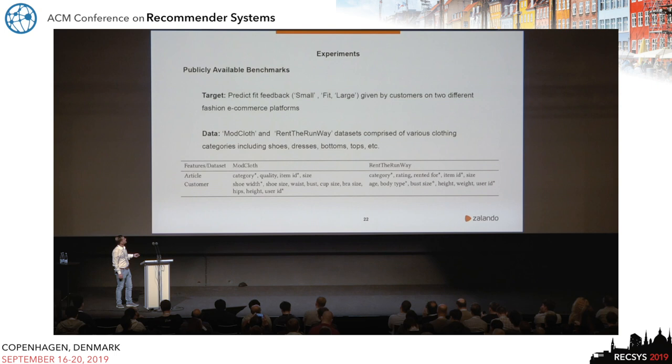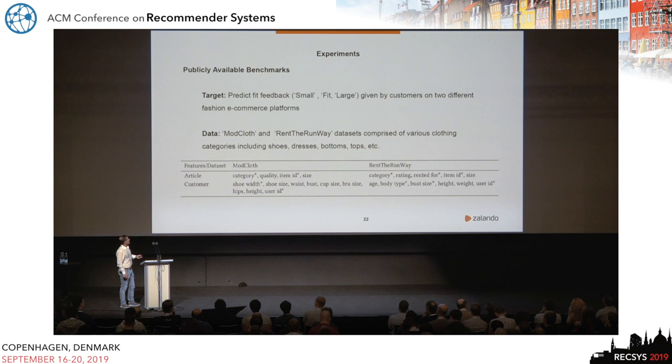So now I'm going to present some experiments. At RecSys last year, a benchmark was published on size and fit recommendation, and there we had two benchmarks from online rental platforms. Here you can see that we have certain article features in both datasets, and certain customer features, and those with an asterisk are the categorical features that we embed.